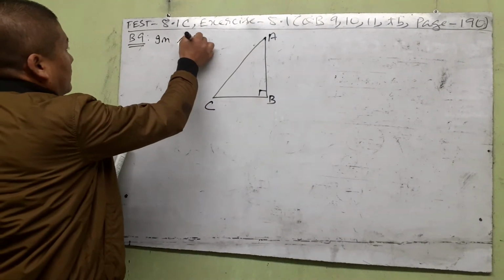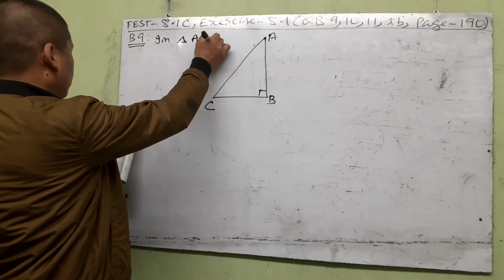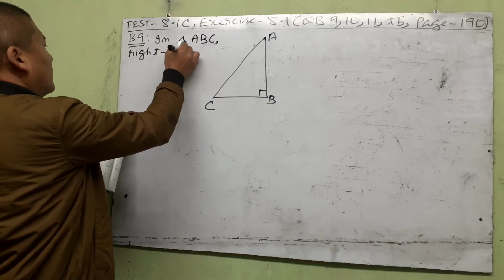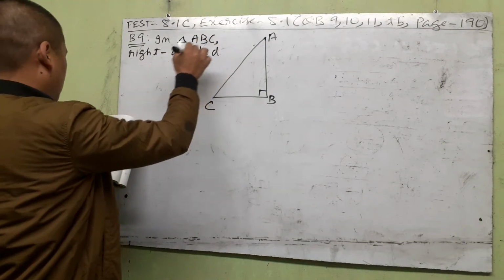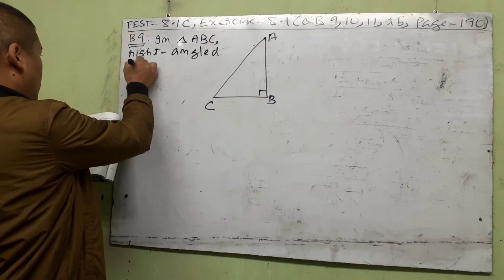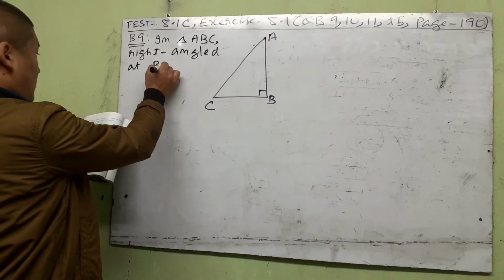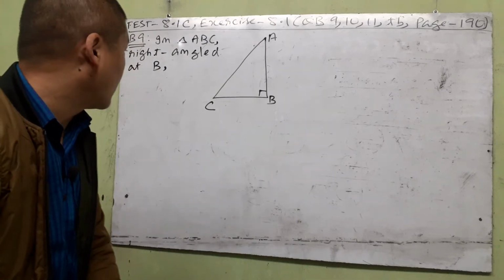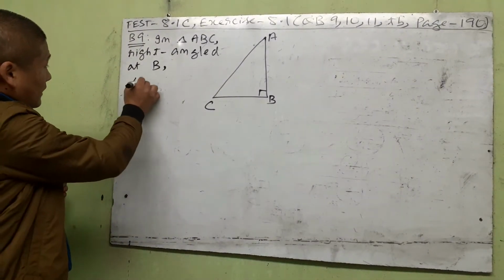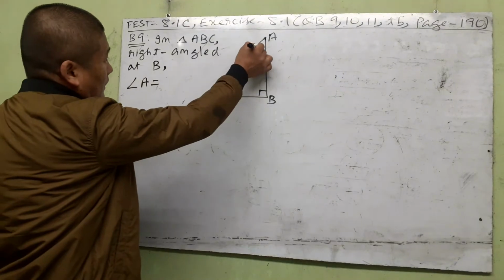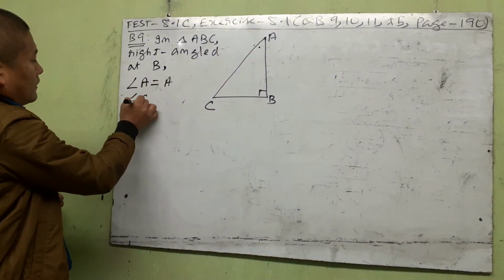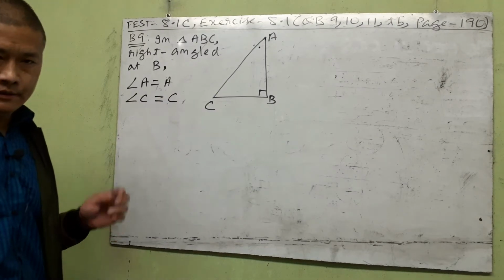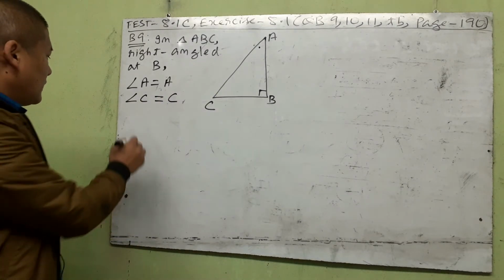In triangle ABC, right angled at B. Okay, so this is given to us. So right angle at B. So let's just mention once. Let's take this angle A as A, and the other acute angle C as C. This is given to us.